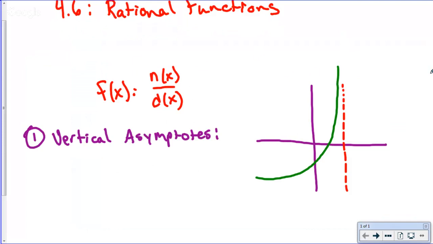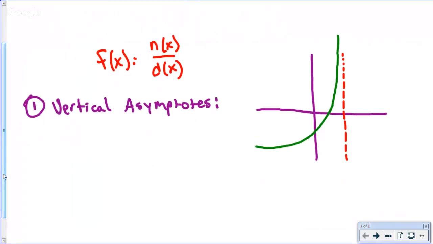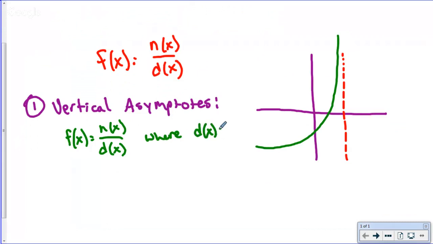Okay, and how do I find these vertical asymptotes? Well, if this is your rational function, your vertical asymptote is where d of x equals 0. So you're going to basically find the zeros of your denominator.